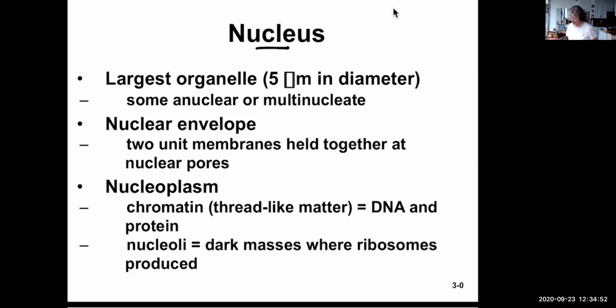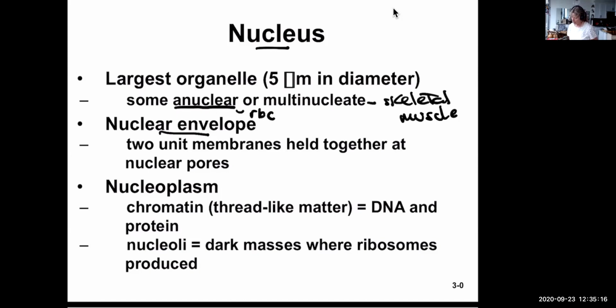Some cells are anuclear. That means they don't have a nucleus. The red blood cell is an example of that. Some cells are multinucleate. They have more than one nucleus. So skeletal muscle is an example of that. Skeletal muscles are quite long, so they require more nuclei to service the whole cell with proteins that are required.